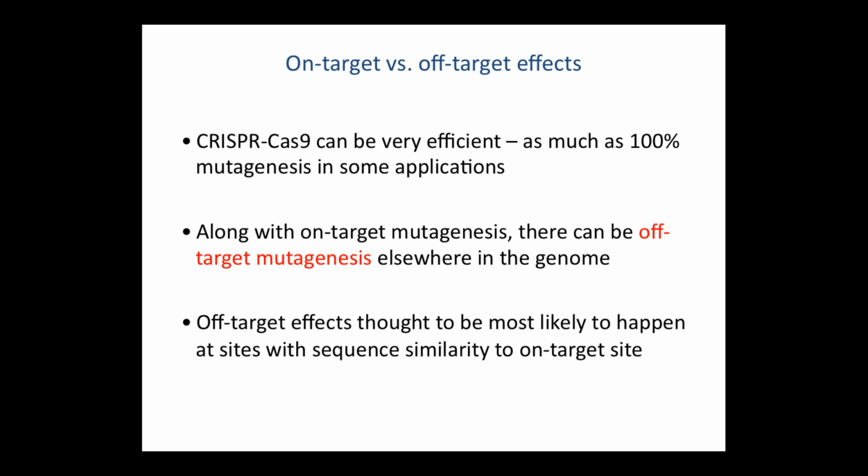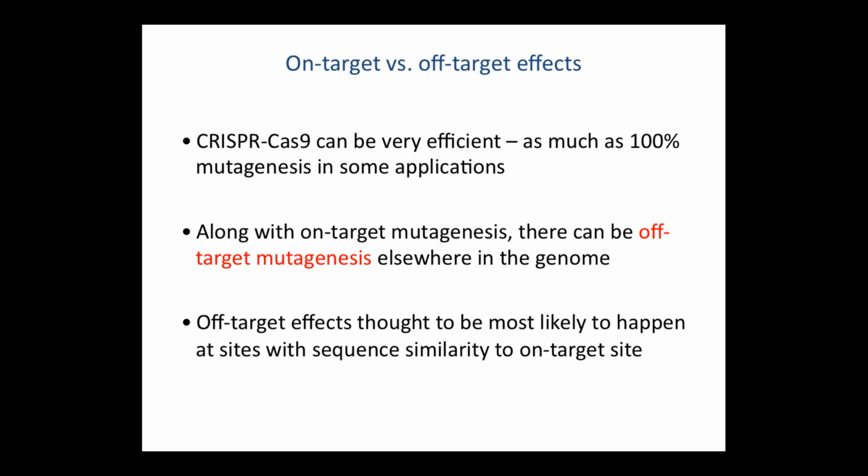A significant advantage of CRISPR-Cas9 is its efficiency. However, the danger of using a tool that's designed to cleave the genome at a target site is that it might also cleave the genome at a different site and cause so-called off-target mutagenesis. This phenomenon can potentially confound one's experiments. In general, off-target effects are thought to be most likely to occur at sites in the genome with sequence similarity to the on-target site.